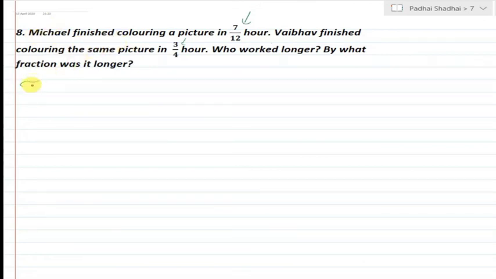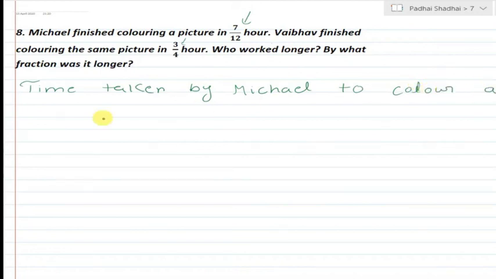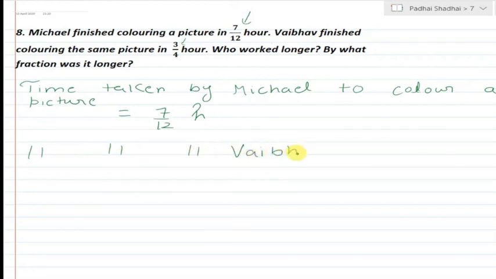So first Michael, time taken by Michael is equal to 7 by 12 hour, and time taken by Vaibhav to color the picture is 3 by 4 hour.